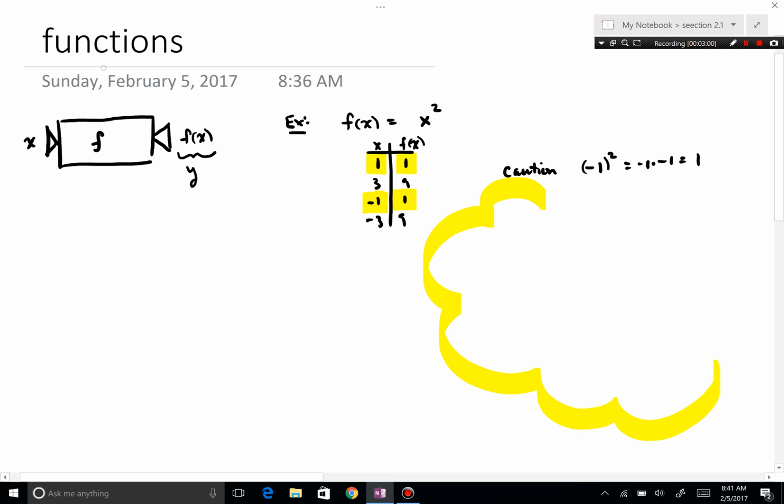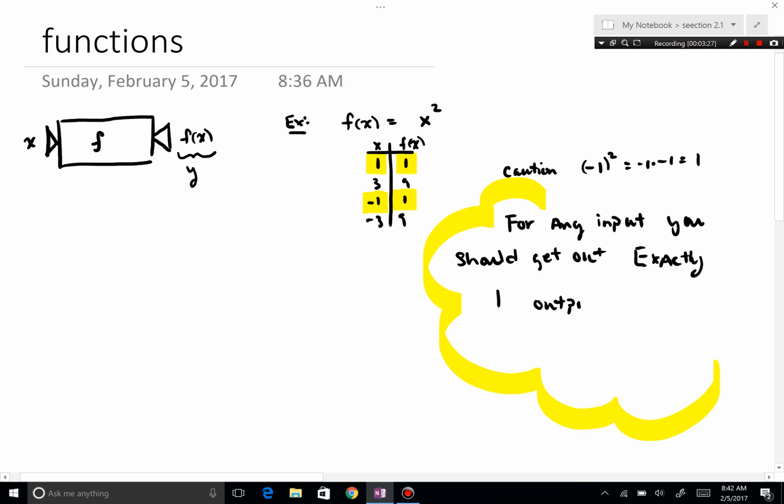For a function, and I'll write this in big and bold for you, for any input, you should get out exactly 1 output. That's it. No more, no less. You get an input and you get out exactly 1 output.